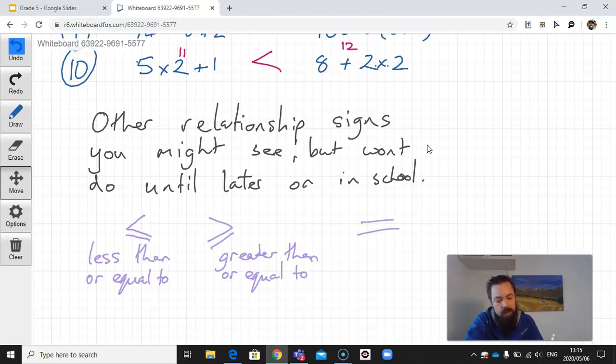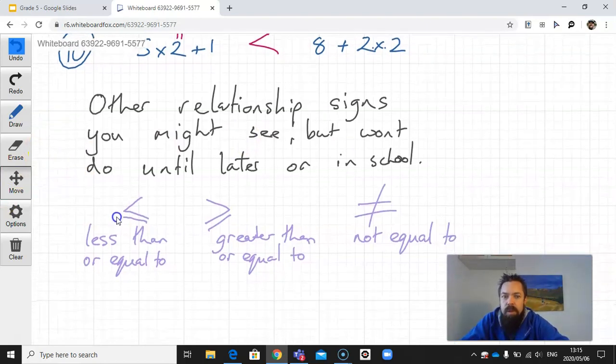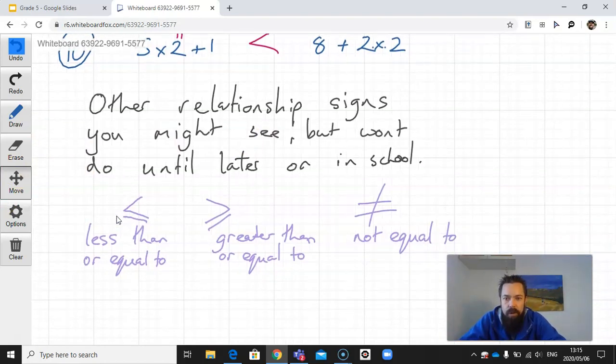And finally, there's this one. It's an equal sign with a line through it. It just means not equal to. So it's just saying it's not equal to. Okay, so those are some ones for you to know. You don't need to worry about them this year or even see them.